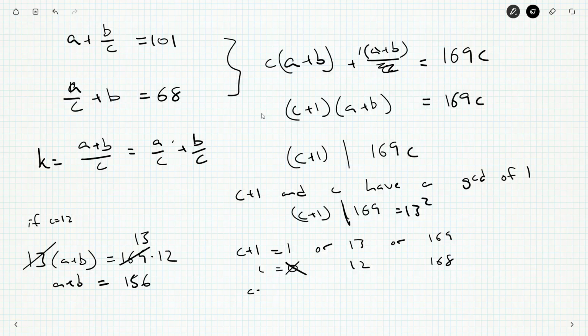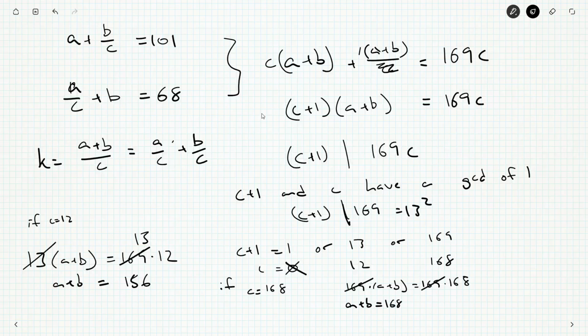Okay, now if C was 168, then we'd have 169 times A plus B is equal to 169 times 168. Those would cancel, and A plus B would be 168. And I don't see any problem with that either.